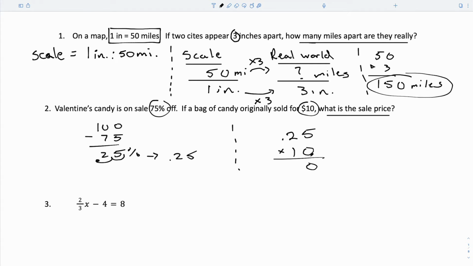0 times everything is 0, 1 times 5 is 5, 1 times 2 is 2, and we're going to place the decimal. Okay, it looks like, wow, the sale price is $2.50. That's pretty good.